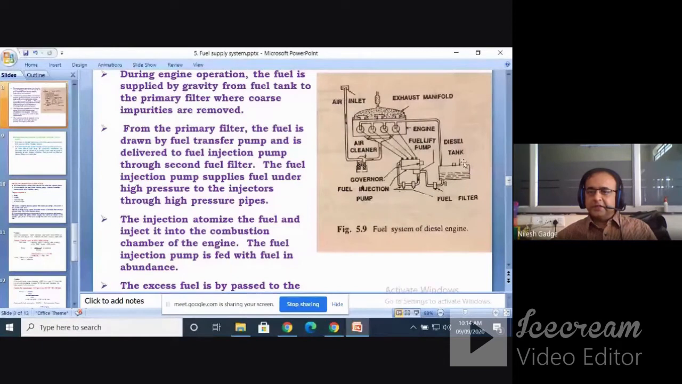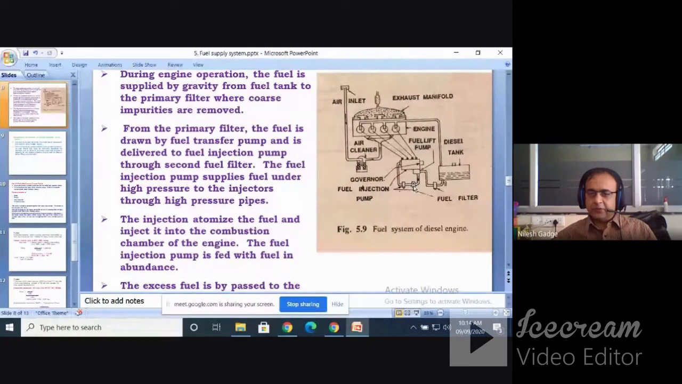See, this is the diesel tank or the fuel tank. This is one filter, the primary filter, and from this pipe, the fuel from the fuel tank goes to the fuel injection pump. This is the fuel injection pump. See, this is the fuel lift pump. From the fuel lift pump, the fuel is lifted.